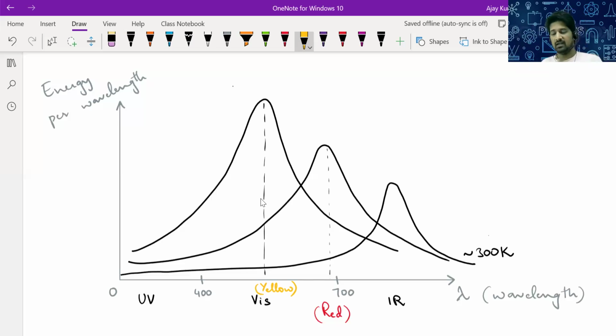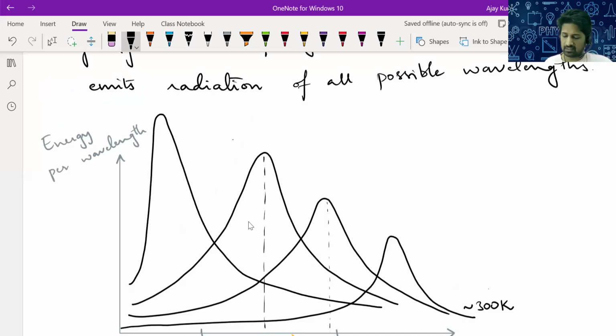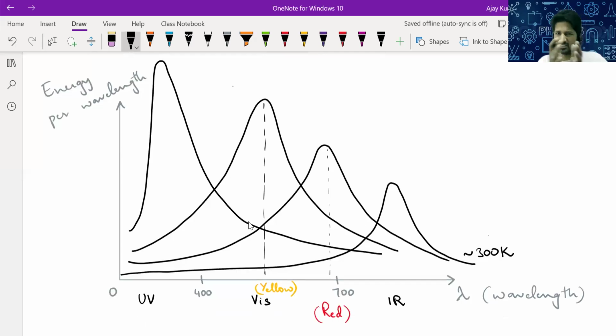Fine. And if you continue raising the temperature, at sufficiently high temperatures, the object emits most of the radiation in the ultraviolet range. The peak will shift to the ultraviolet range of the spectrum. Spectrum is nothing but the distribution of wavelengths. Then what will happen? The object will again become invisible because human eyes cannot detect ultraviolet radiation.